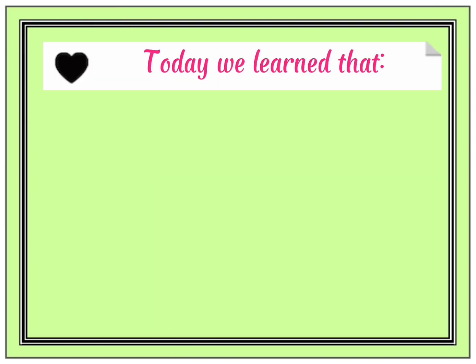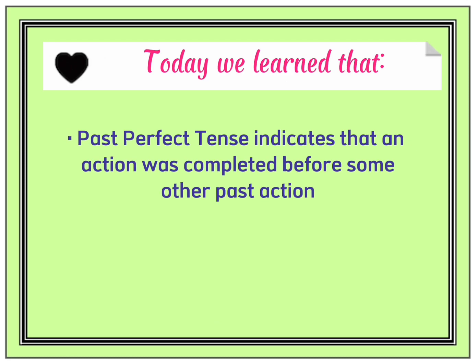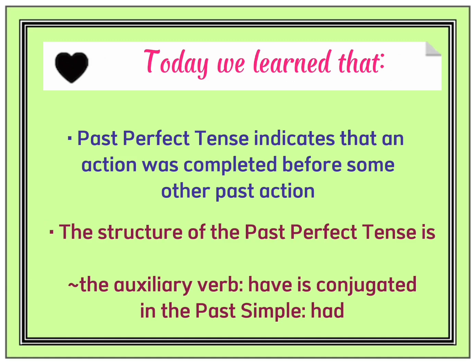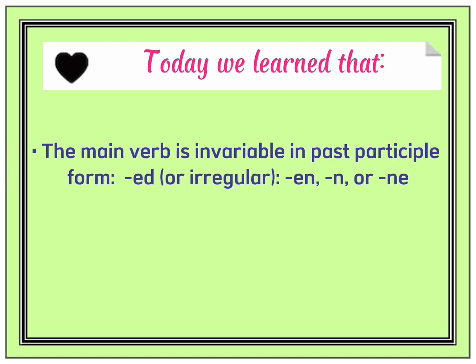Today, we learned that past perfect tense indicates that an action was completed before some other past action. The structure of the past perfect tense is the auxiliary verb have conjugated in the past simple, had. The main verb is invariable in past participle form, ed or irregular en, n, or ne.